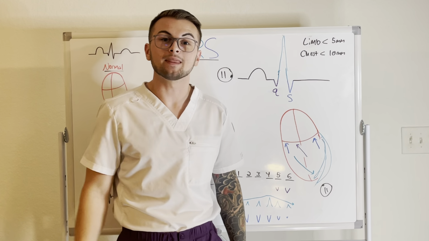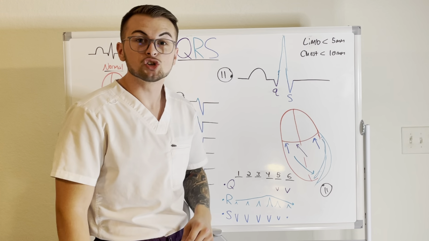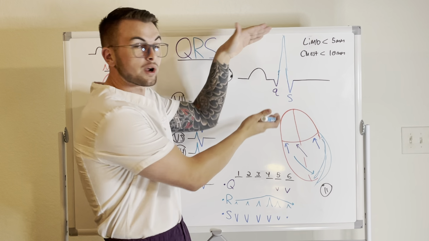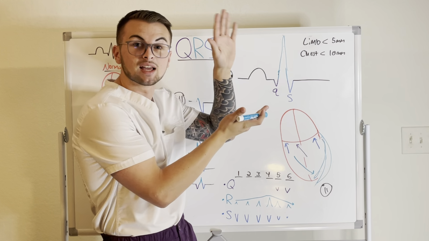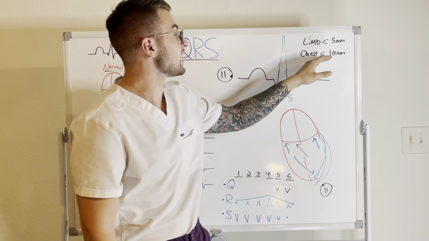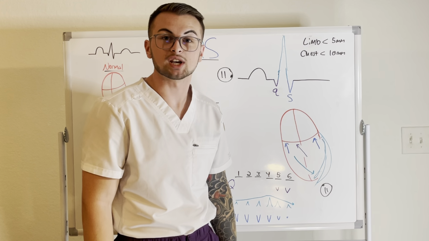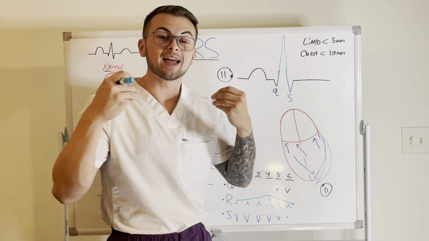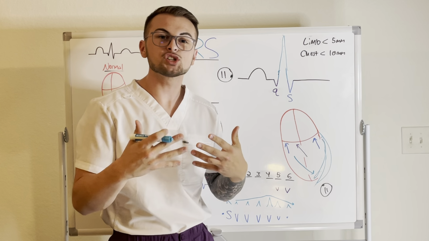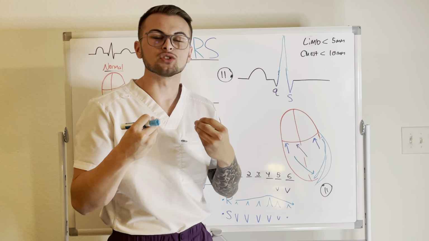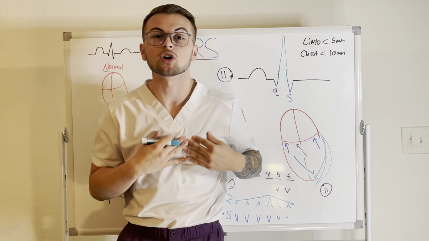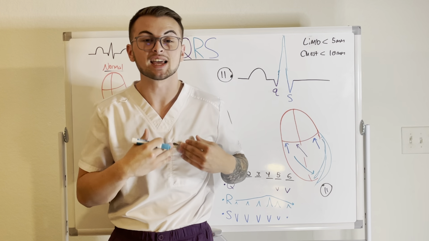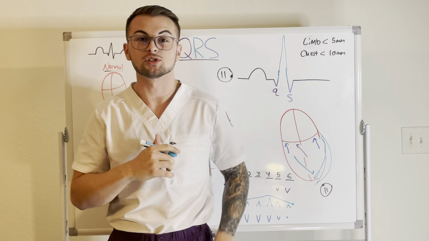A general rule is that the limb leads should be greater than 5 millimeters, meaning the entire complex should be greater than 5 millimeters in the limb leads, and it should be greater than 10 millimeters in the precordial or chest leads. If they are not, we say that there is a decreased amplitude. Now, why should the precordial leads be larger than the limb leads? Because the precordial leads are closer to the heart. Therefore, the vectors don't have to travel as much distance, and we can see a larger amplitude.